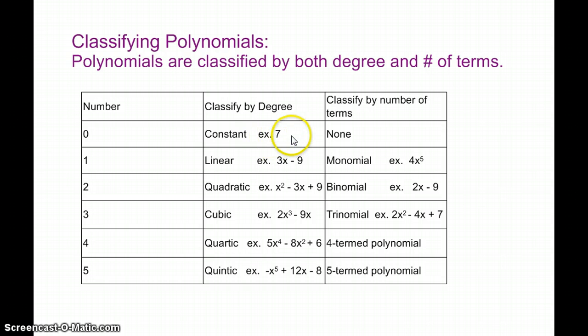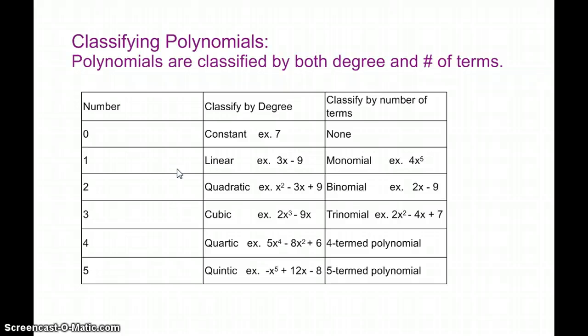We call that a constant, and it's called a constant because the number 7 will always have a value of 7. It does not change. And you cannot have something with 0 terms in there because if there's 0 terms, there's nothing there. So we can't classify something by terms if our number is 0.